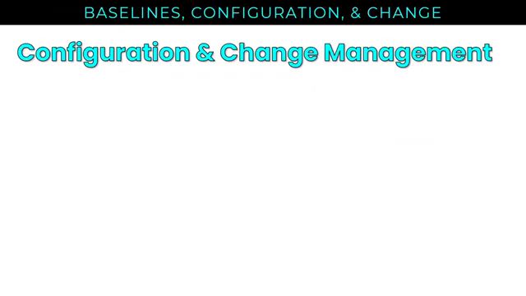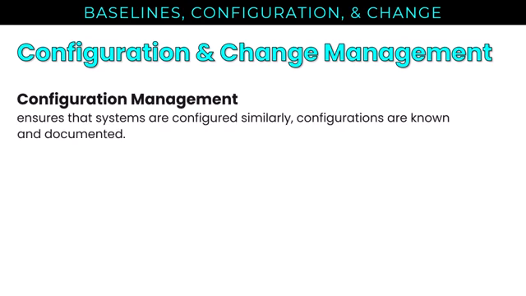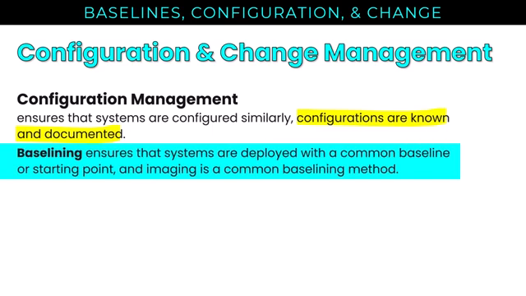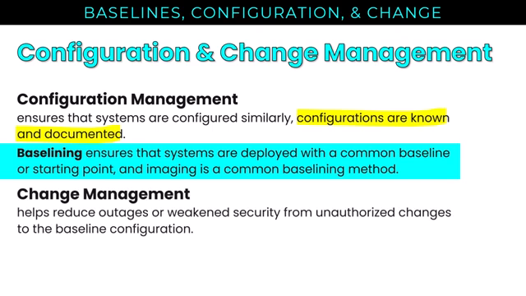So let's talk about baselining, and this really comes in the context of configuration and change management. So I'd like to tackle the bigger topic. Configuration management ensures that systems are configured similarly, configurations are known, and they are documented. Baselining ensures that systems are deployed with a common baseline or starting point, and imaging is a common baselining method. Now, change management helps reduce outages or weakened security from unauthorized changes to that baseline configuration.